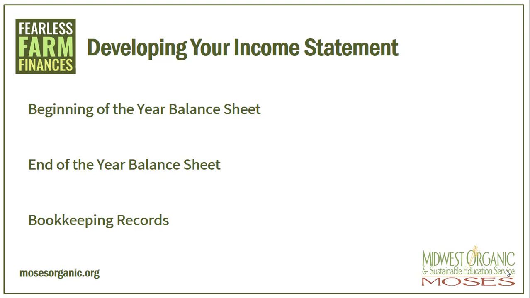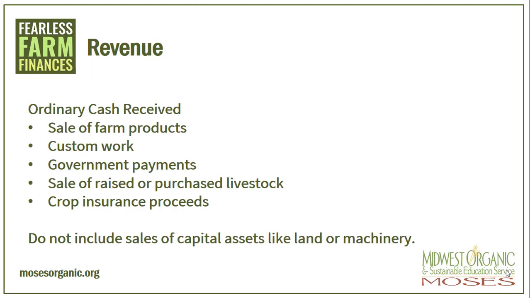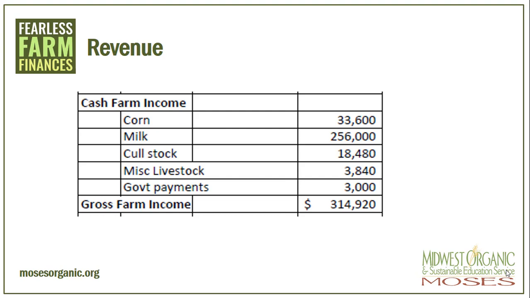As you can see on that worksheet, the first thing there is your cash farm income. We count these as your farm revenues. Revenues are any ordinary cash received, sale of farm products, custom work, any government payments, the sale of raised or purchased livestock, and any crop insurance proceeds. Please do not include any sales of capital assets like land or machinery. I will show you later where we will put these on our balance sheet and income statements. So for instance, this would be the revenue for a farm.